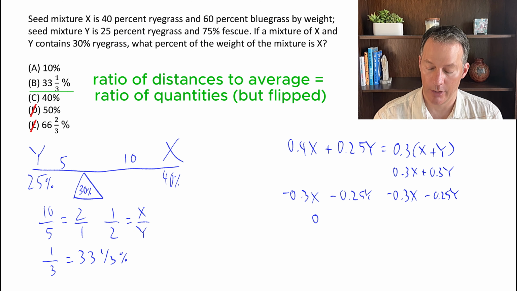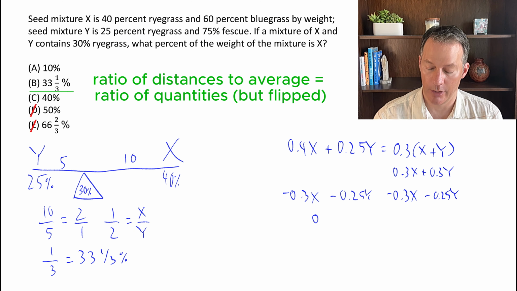And now we want the fraction of the combined mixture that is x. So we do x over x plus y. And then we can substitute that 2x for y. So we have x over x plus 2x, which becomes x over 3x. And we can cancel the x's, so that becomes 1/3, which again is equal to 33 1/3%.